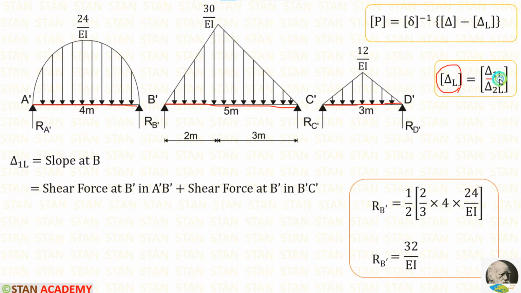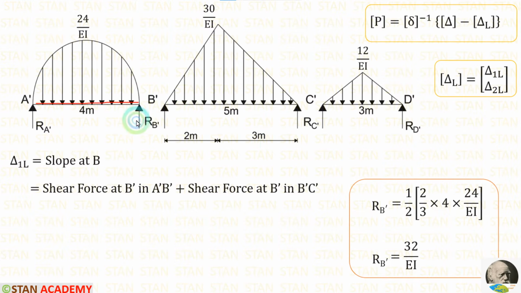Here we have to find delta 1L and delta 2L. Delta 1L should be calculated from the first coordinate. The first coordinate is in the point B. Delta 1L is the slope in the point B. We know that in the conjugate beam, the slope values are the shear forces. So, to calculate the slope at B, we have to find the shear force in the point B dash from the beam A dash B dash and from the beam B dash C dash.